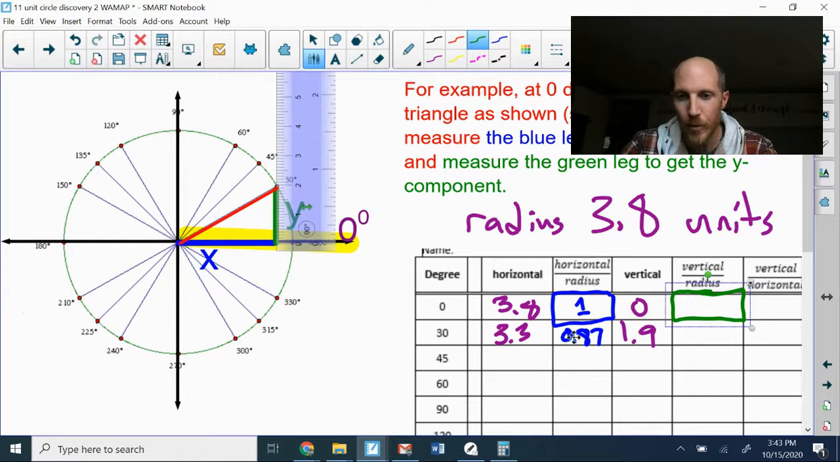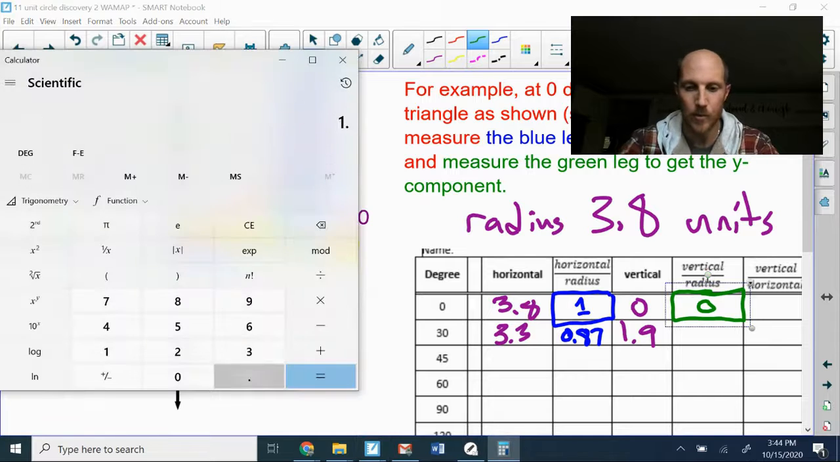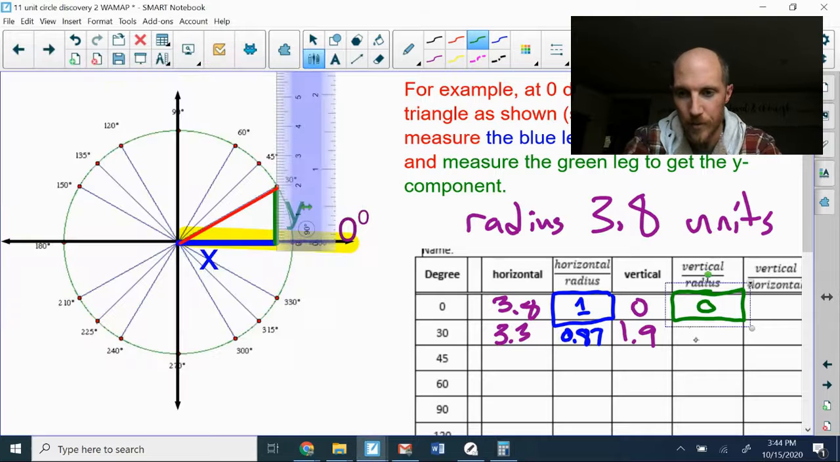So we're going to take the vertical measurement, which was 0 for 0 degrees, a measurement of 0 units, divide that, 0 divided by 3.8, which is going to be 0. And the next one would be 1.9. I'm going to divide that by 3.8. 1.9 divided by 3.8 is 0.5. There aren't any more decimal places to worry about rounding. Okay, so that's what we're going to do.